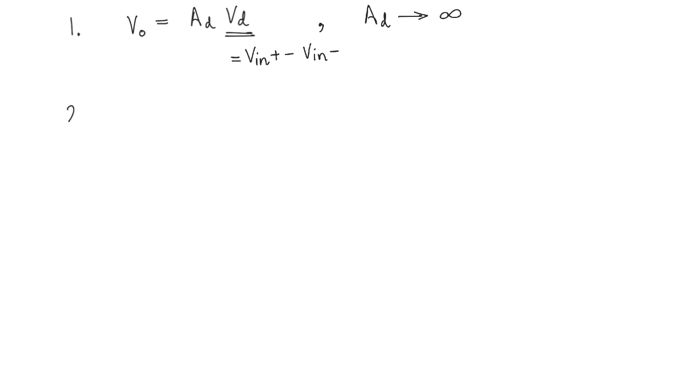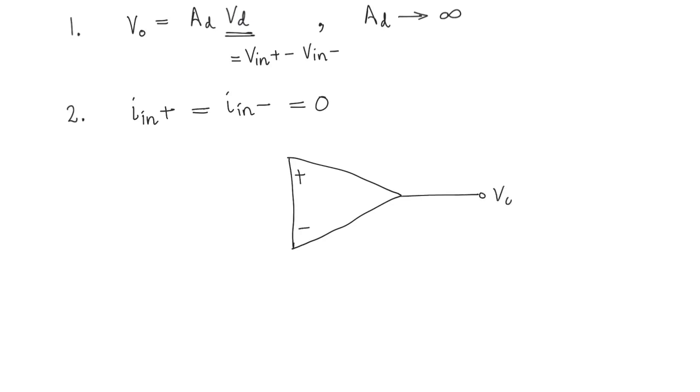Now, I want to talk about the second characteristic of the ideal op amp model, which is that the currents that go into the input terminals of the op amp, I in plus and I in minus, those are going to be equal to 0. Now, what do I mean by that? So let's just draw an op amp circuit here. It's got two inputs and an output. Okay.